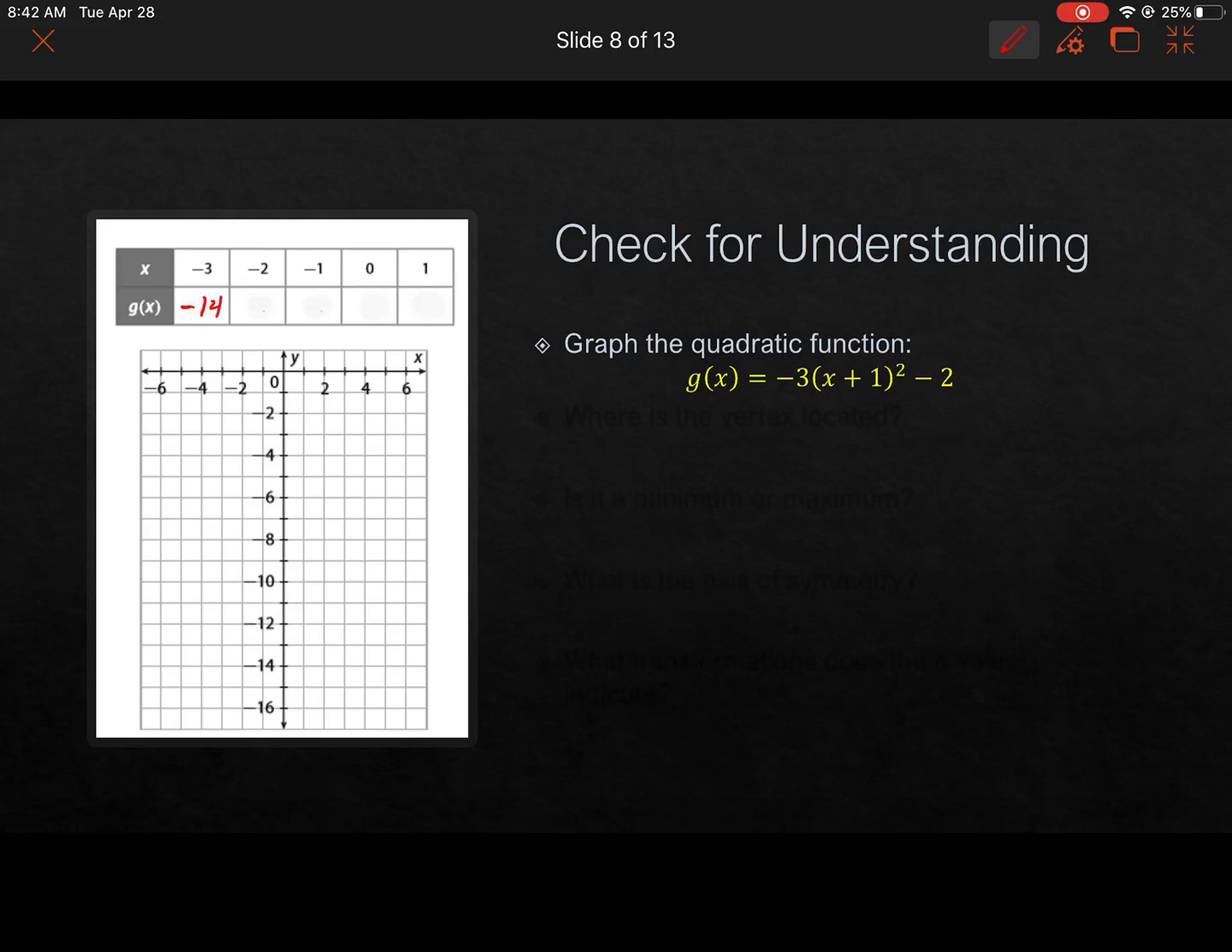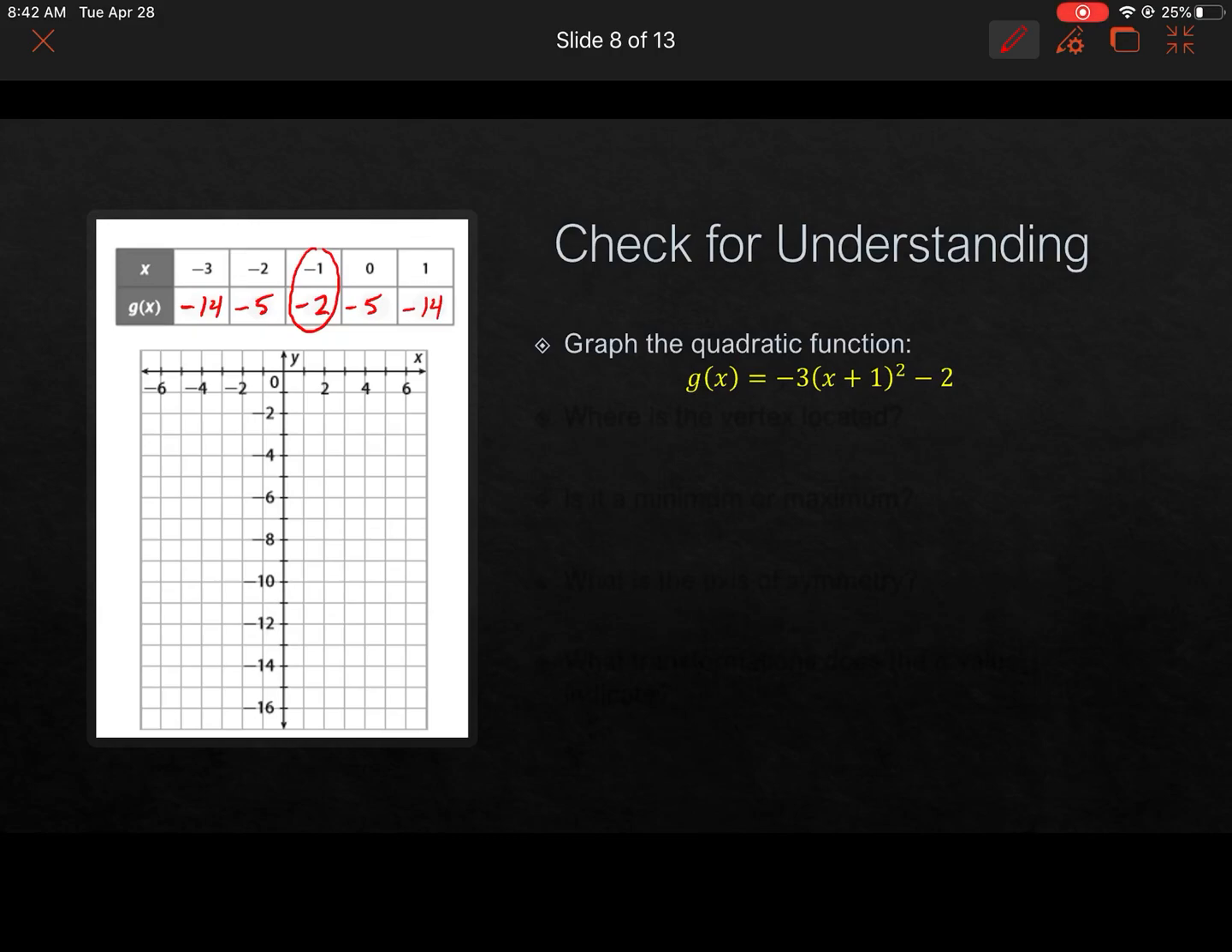Let's see, -2. -2 minus 1 would be -3, which would be 9 if you squared it. Actually, let me redo that: -1 plus 1 is 0, which would give us 0. Times -3 is also 0, which gives me -2. Plugging in a 0 gives me a 1. 1 squared is 1 times -3, so I'm back to -5. So this is my vertex here, -1, -2. And then of course, this should be a -14.